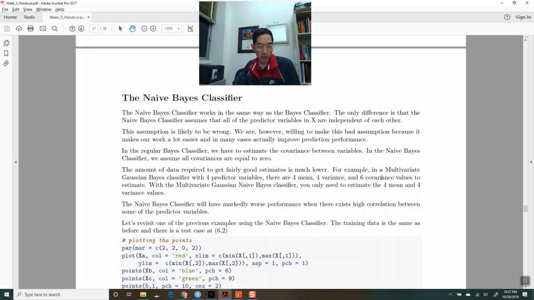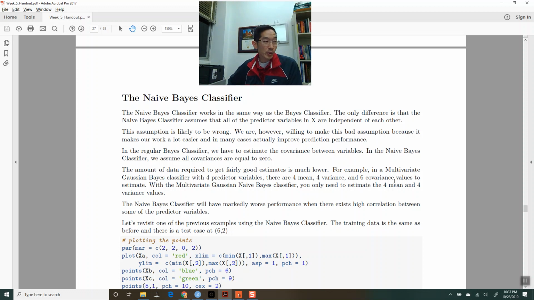And so it could end up performing poorly, all right? So the naive Bayes classifier just says, you know what, let's just say all the covariances are zero. We don't even have to bother estimating those. And that saves us from some trouble.